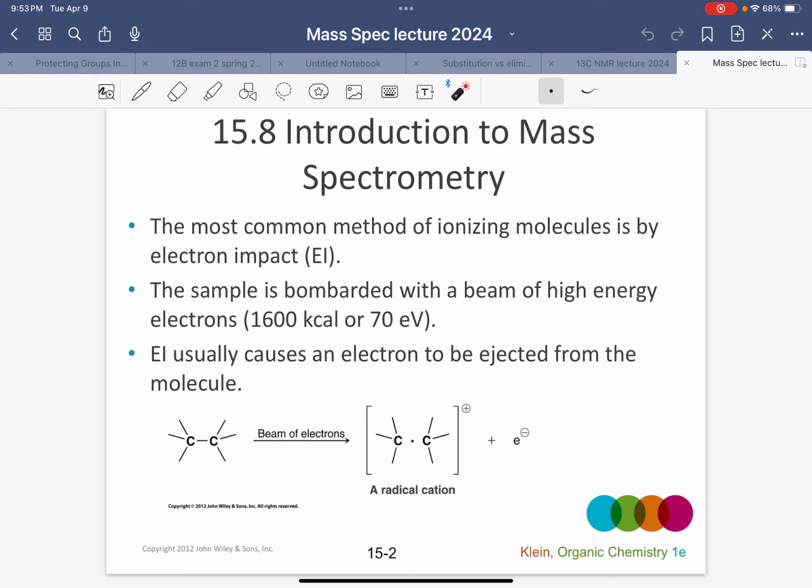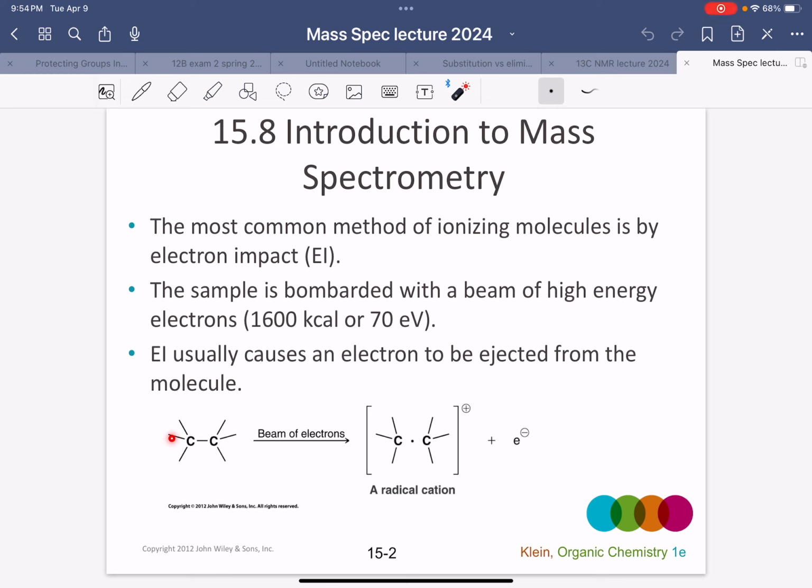So we get this beam of high energy electrons, 1600 kcals, or if you're a physicist, 70 electron volts. The electron volt is another unit of energy, which as chemists we don't really concern ourselves too much about. But the key here is that our stream of high energy electrons will actually knock electrons out of the molecules that get hit by the electron beam.